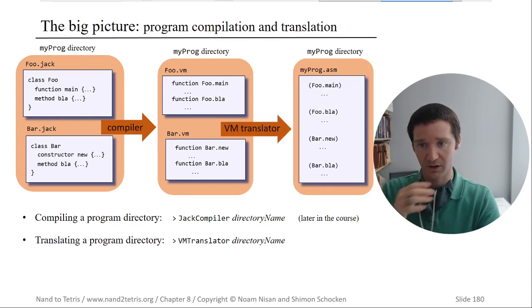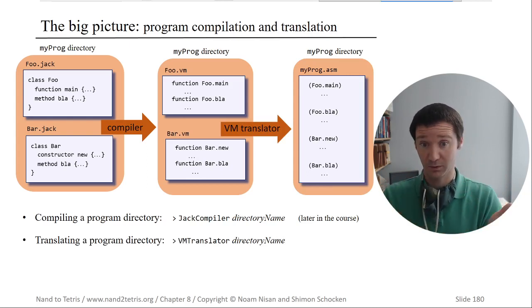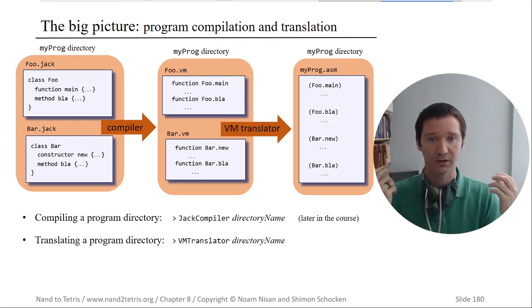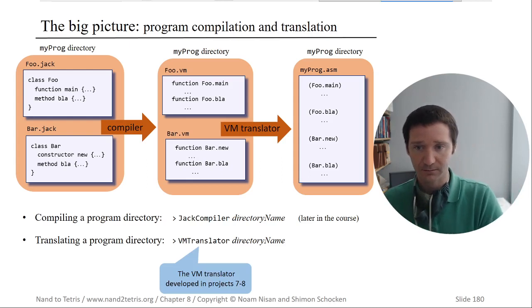And then we're going to call our VM translator on this directory, and that's what we're doing in this project. And that's going to generate a single ASM file which has all of these functions. So you can just use the function name in the VM file for your labels. That makes it a little bit easier.